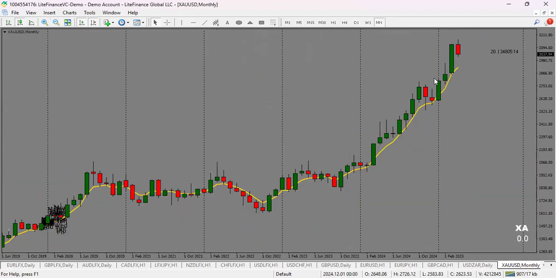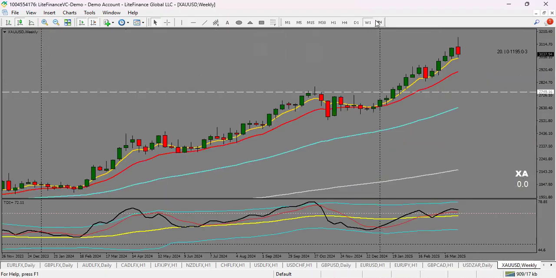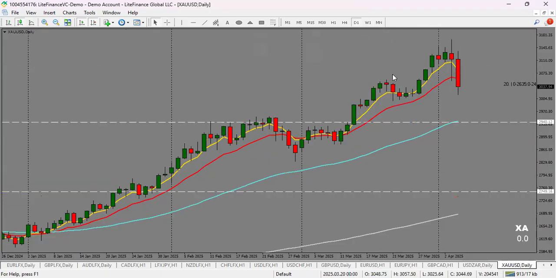So the market structure here is still bullish. Okay, so this candle is not a confirmation that we have a bearish market structure. We're still having a bullish market structure on monthly time frame. So this is the weekly candle. Okay, so it also does not indicate that we are having a bearish market structure. So you're still having a bullish market structure based on the monthly and weekly time frame on gold.